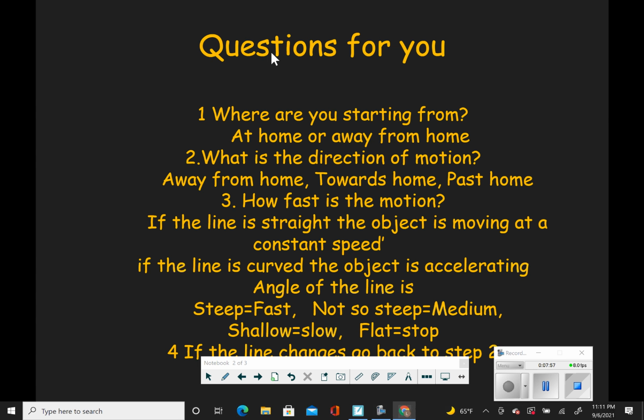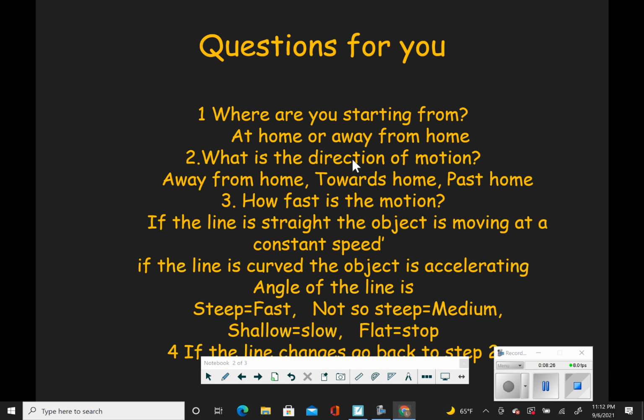So, questions for you. There are 4 questions you have to ask yourself for every section of a graph. Number 1, where are you starting from? Your only answers are at home or away from home. Remember, at home would be at 0, 0. Away from home would be anything else where your y is something other than 0.